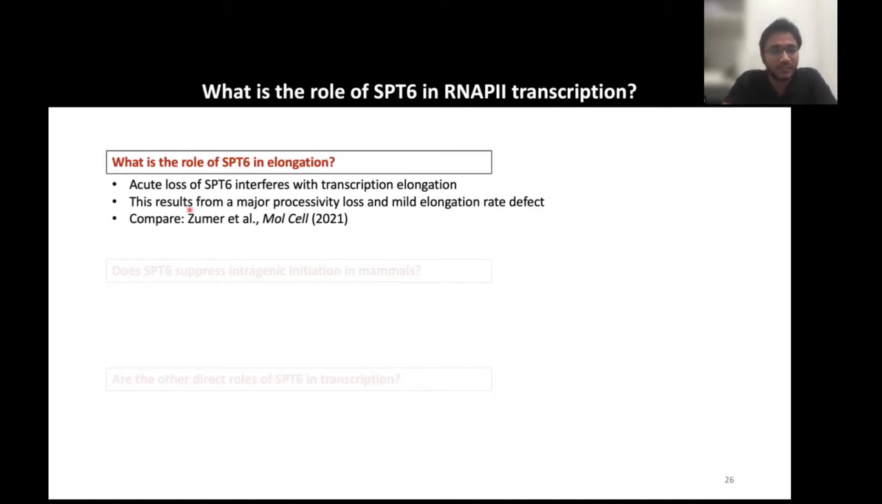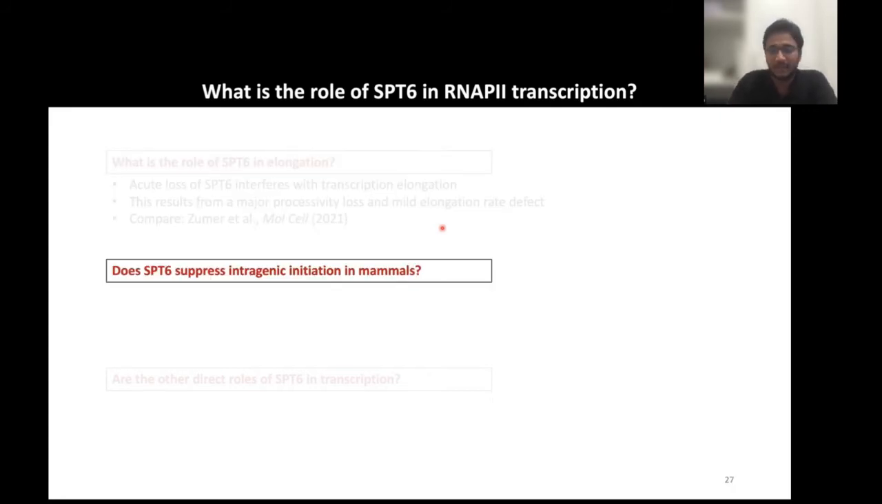So to summarize the first part, we indeed observe that acute loss of SPT6 interferes with transcription elongation. And our data suggests that this results from a major processivity loss and a mild elongation rate defect, the data of which I have not shown due to time reasons. I would also like to point out that similar results were also published by Patrick Cramer's lab in the same issue of Mol Cell, but using a different acute depletion system on SPT6.